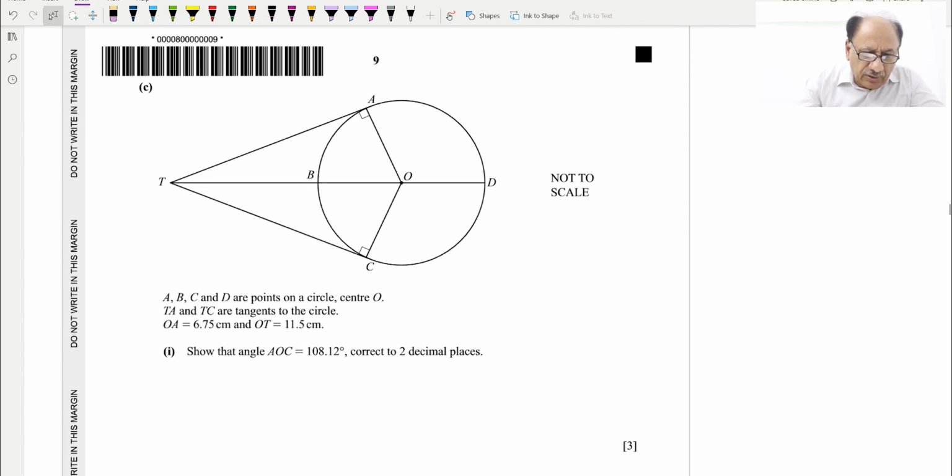Now this C part, again circle theorem and diagram is not to scale. They're saying A, B, C, D are points on the circle center O. This is center O, and TA is equal to TC.